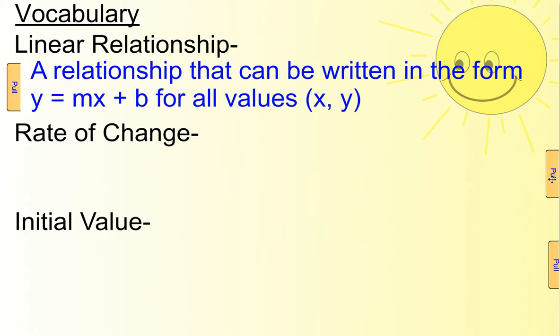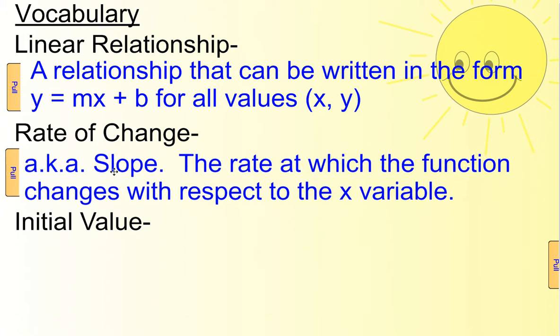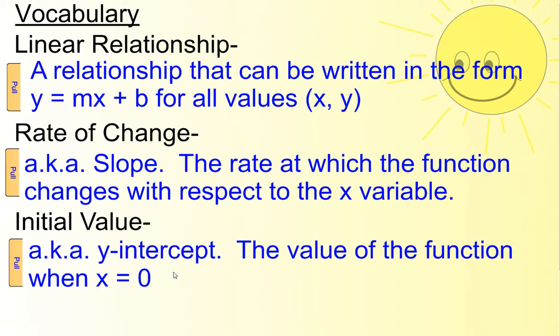Rate of change, we've seen that word, I don't know, probably 50 times by now. Slope. Rate of change is the slope of the situation you're talking about. So it's the rate at which a function changes with respect to the x variable. How fast something is changing. And initial value, which in terms of problems we're going to do is the y-intercept. It's the value of the function when x equals 0.